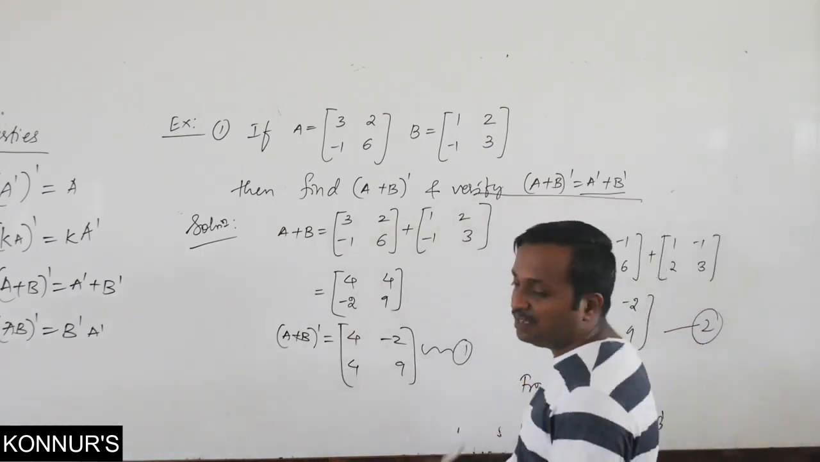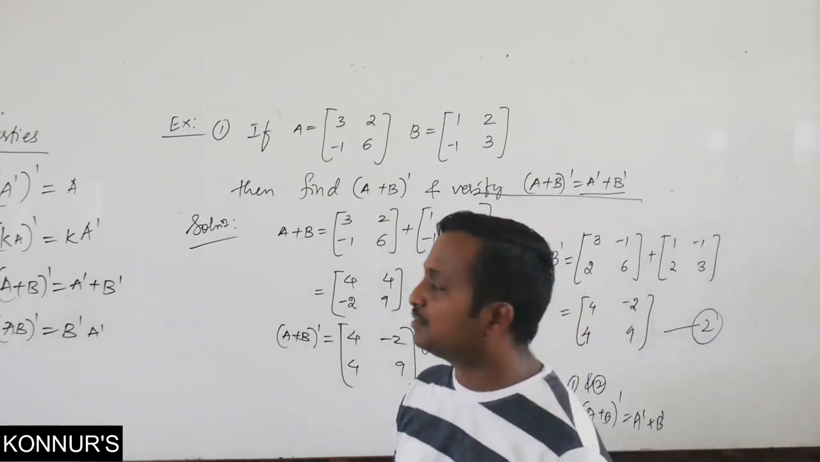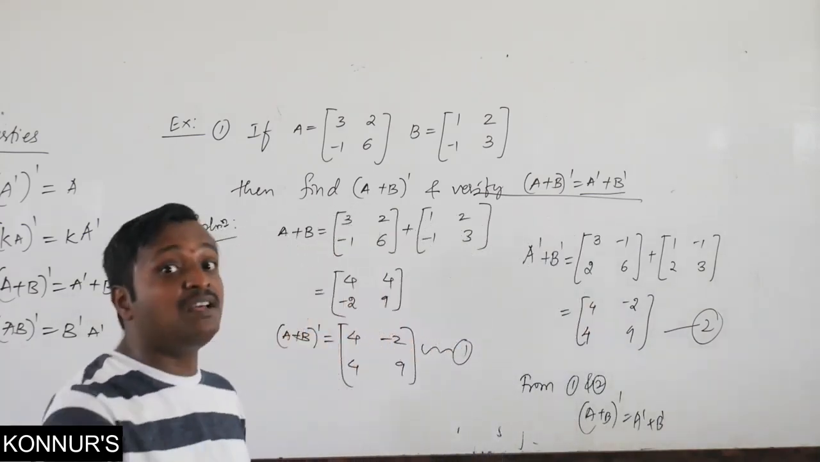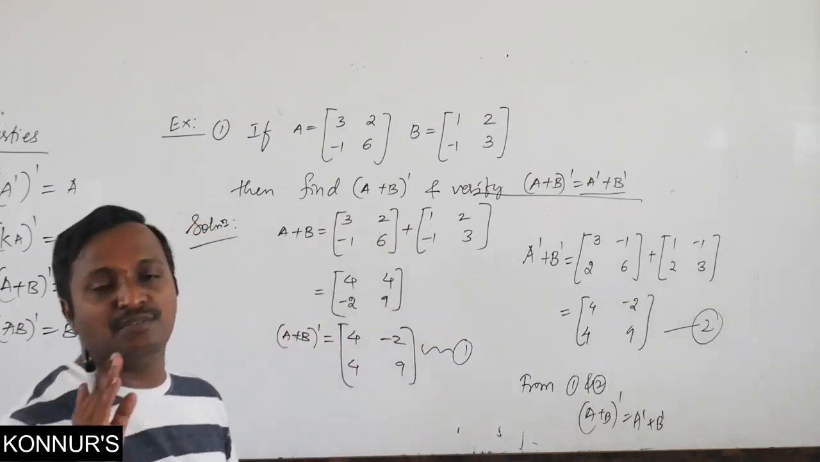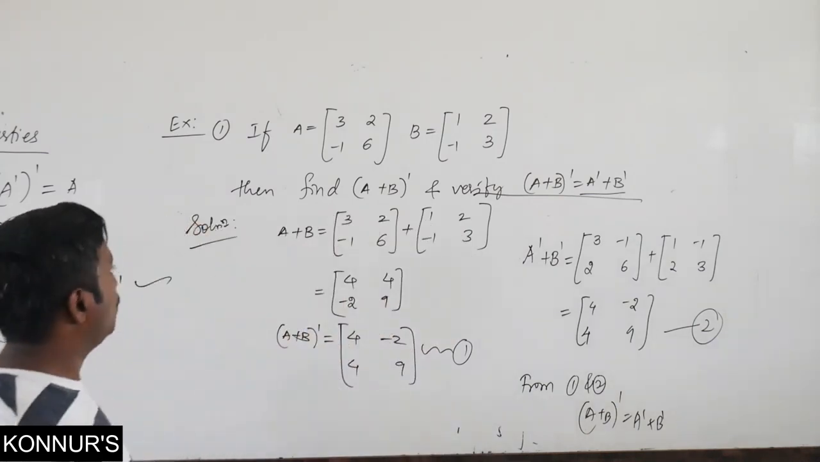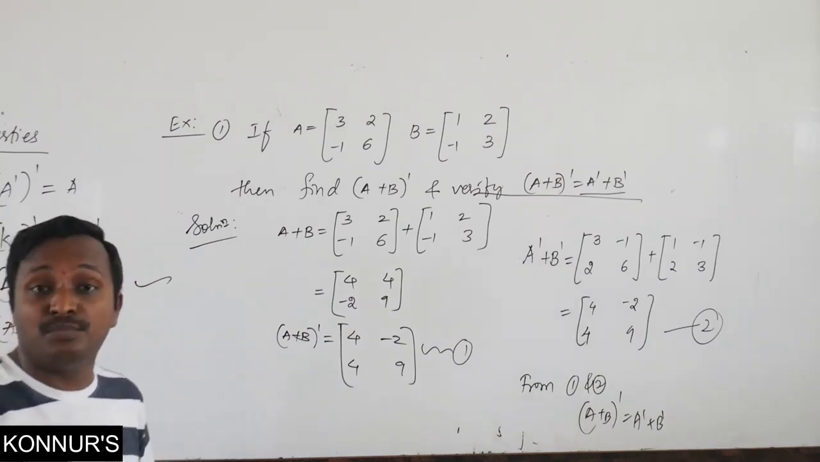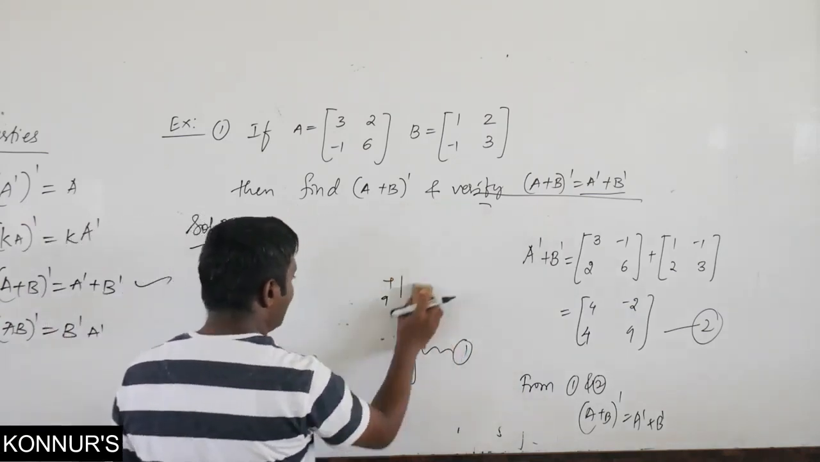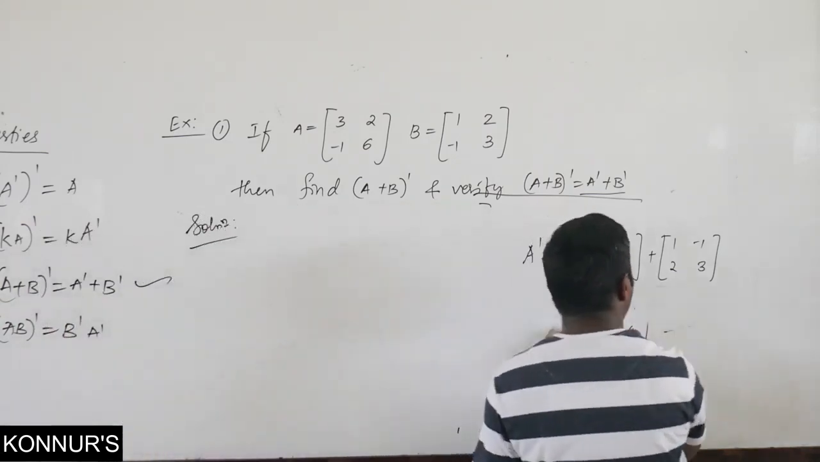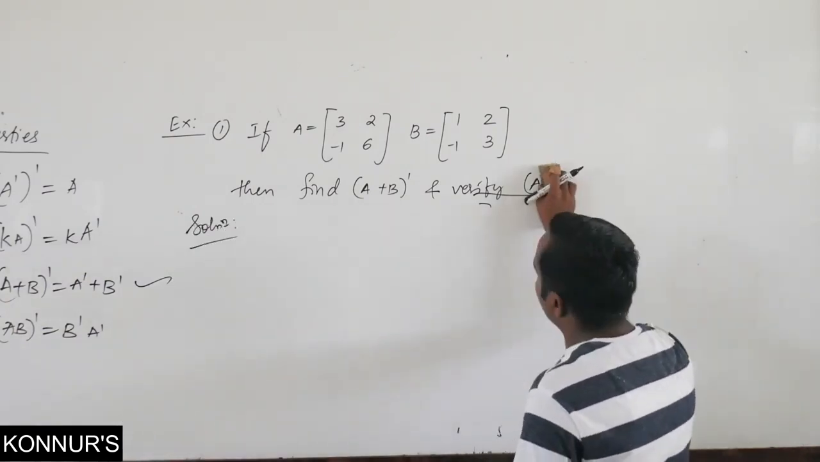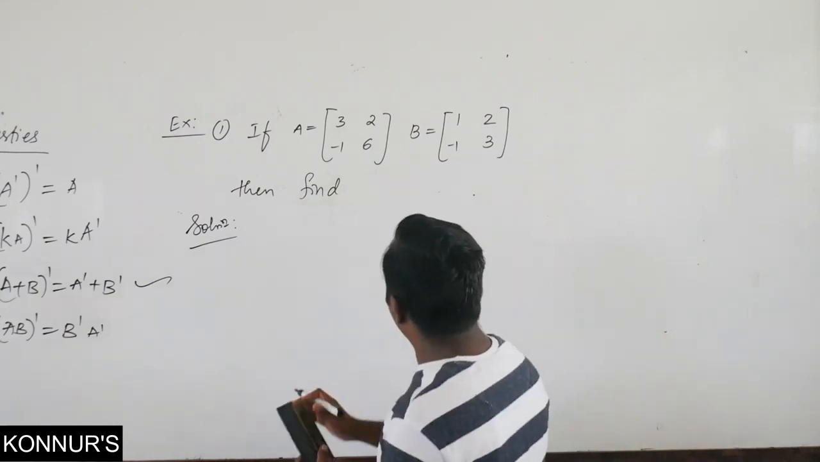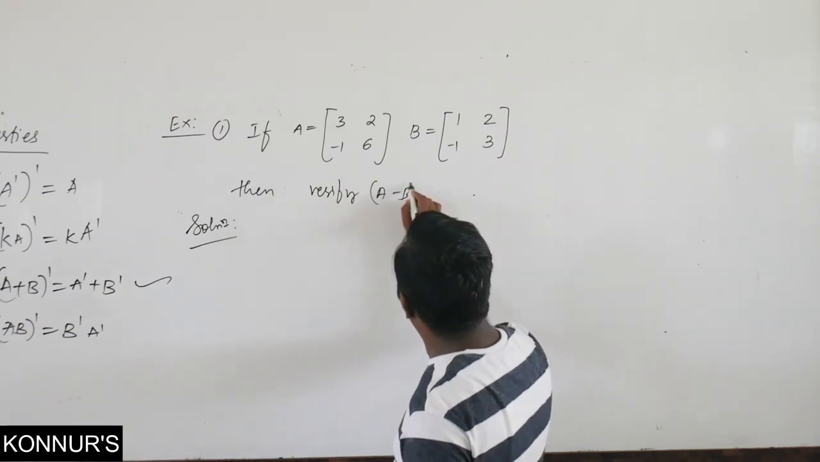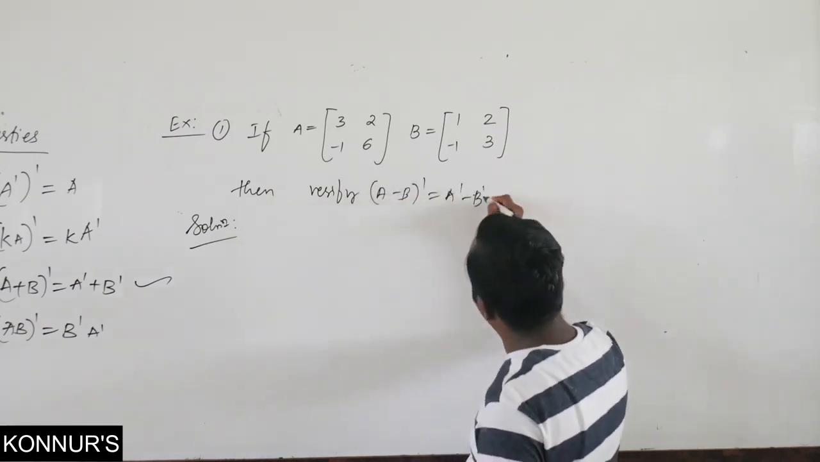They ask to verify, not to prove, but it is compulsory that it is proved by using the properties. Okay, but does A minus B whole dash equal A dash minus B dash? We will check it. Whether it is possible or not, we will check it for another example, or you can take the same example. We will see. Let us see what happened. Verify A minus B whole dash is equal to A dash minus B dash.